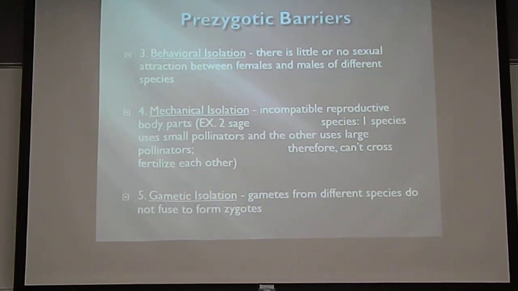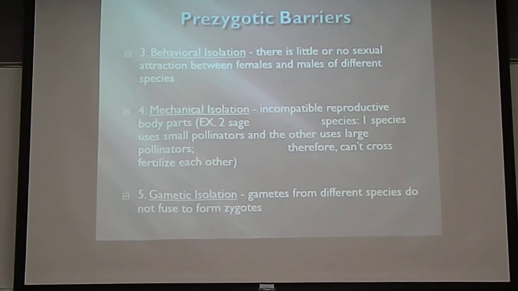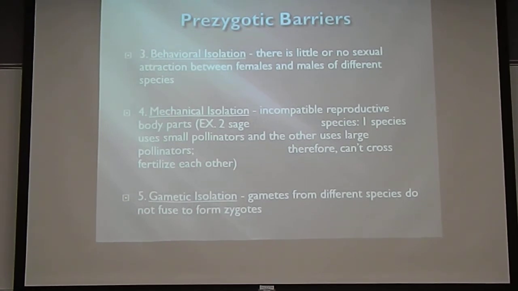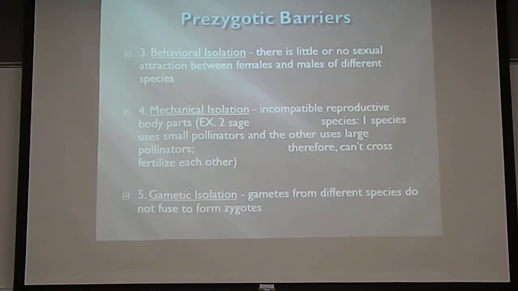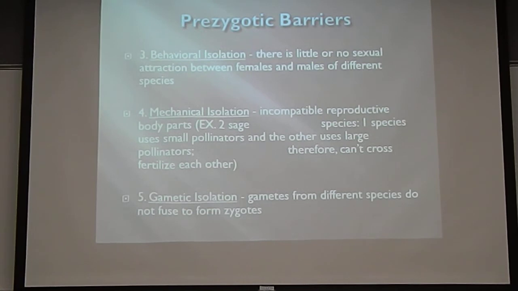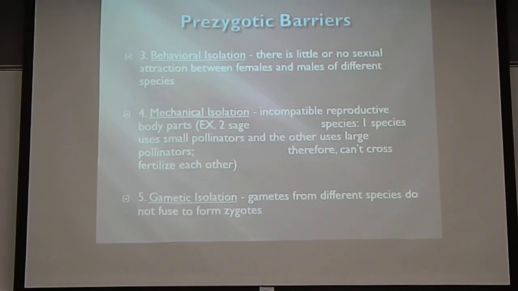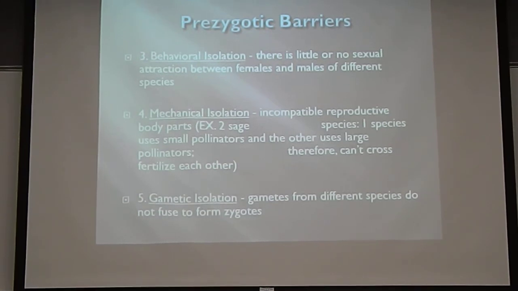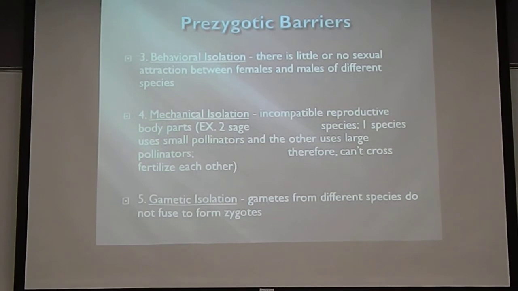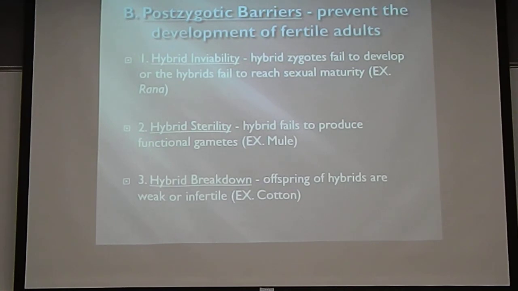So that's mechanical isolation. The last is gametic isolation. This is where, if there is mating between different species, there's no fertilization occurring. So this is sort of like if you had a dog and a coyote mate, sometimes that does take, but most of the time it doesn't because they're two different species. So that's gametic isolation. So those are the pre-zygotic barriers.